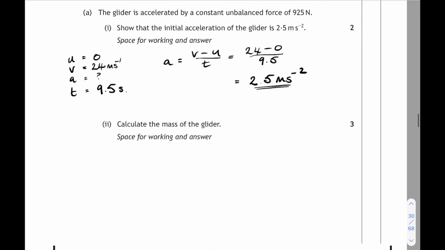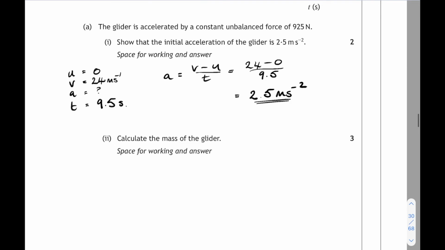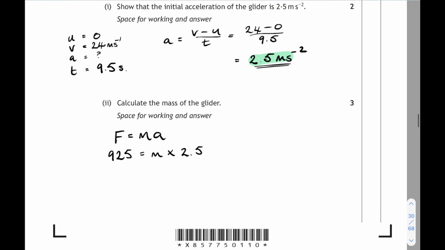Okay, then we have to calculate the mass of the glider. We've just worked out the acceleration, and we know the unbalanced force. We were told there's a constant unbalanced force of 925 newtons. There's the acceleration, so we can use F equals ma. Substitute in first if you want to guarantee yourself that second mark. 925 equals the mass times the acceleration of 2.5 metres per second squared, and then rearrange it. So m equals F over a, 925 over 2.5.